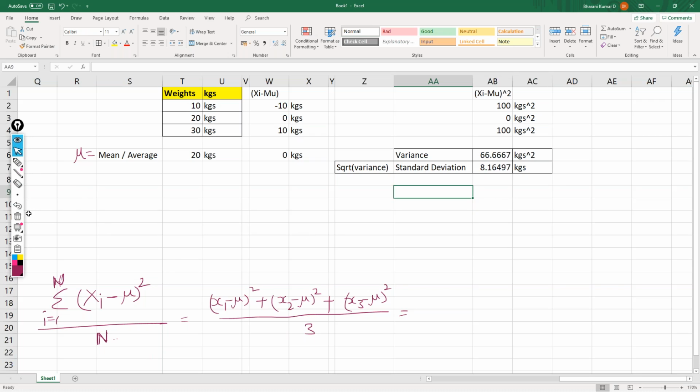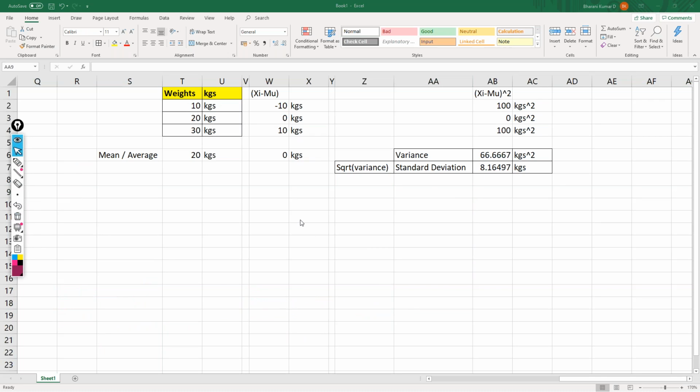And there is also another measure which is called range. Range is given as maximum value minus minimum value. The maximum value here is 30. So you say 30 minus the minimum value, which is 10. So the range is 20 kgs.